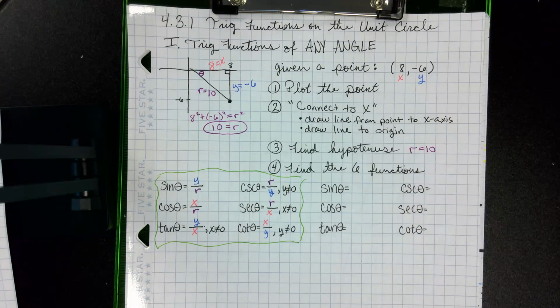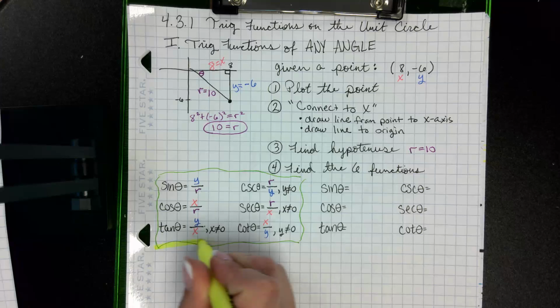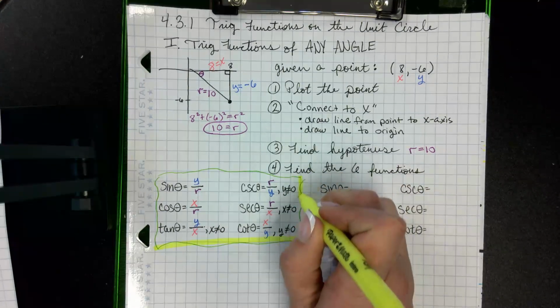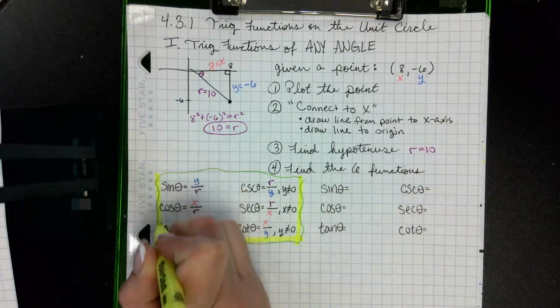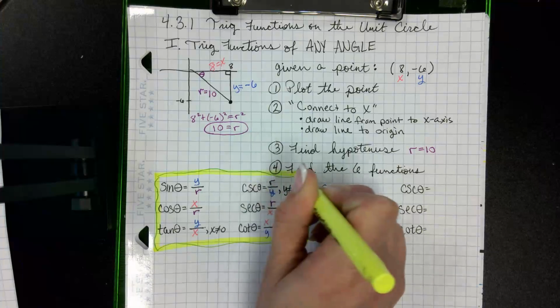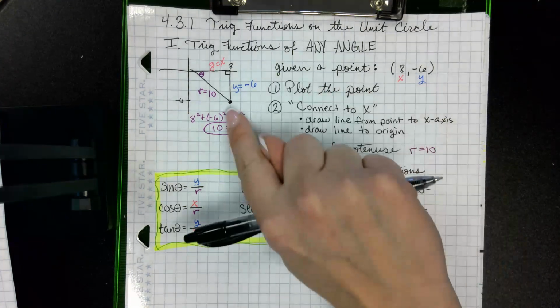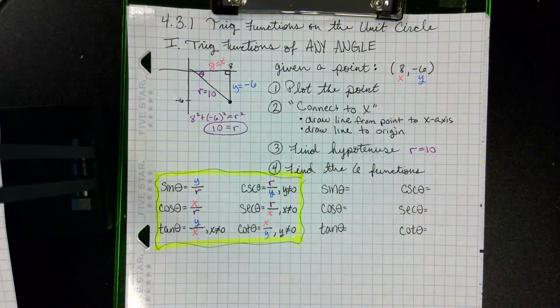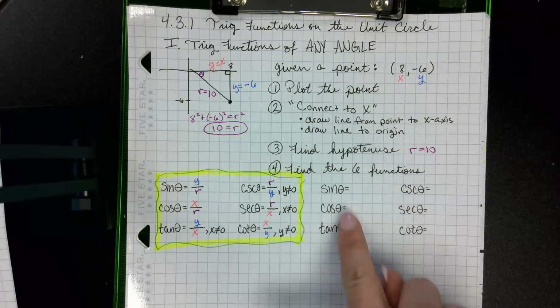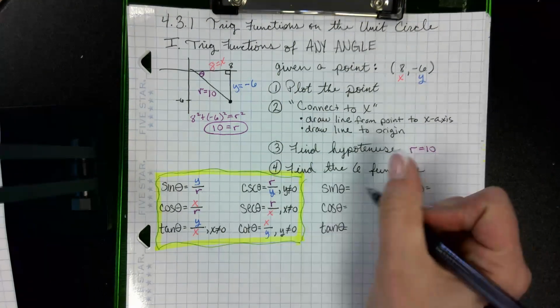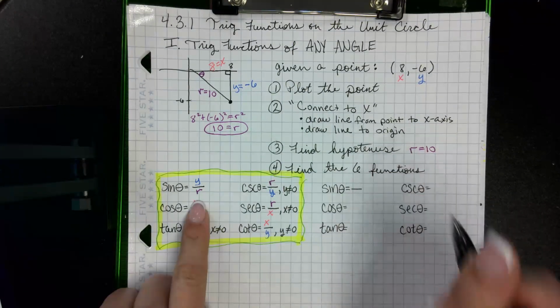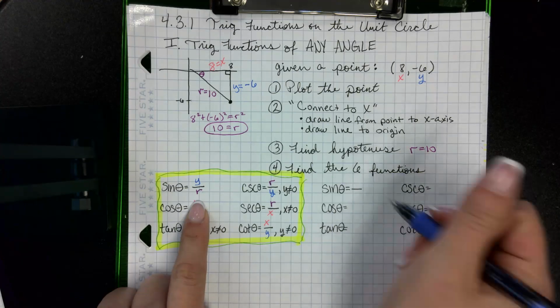I'm going to highlight it too because it's super important stuff. Okay, so now that we've redefined what sine, cosine, and tangent mean to us, and we have a triangle with our x, y, and r, we can fill in these functions. So sine theta. Well, I know sine theta is y over r.